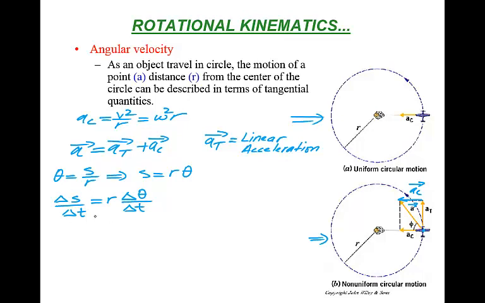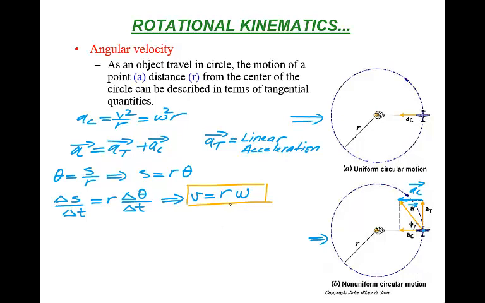What does this expression look like? Delta S over delta T. The delta S is the size of the arc, distance over time. That is the speed V. It is going to equal R, which is the radius, times delta theta over delta T. The change of angle over time, that's the angular velocity that we introduced a few minutes ago.